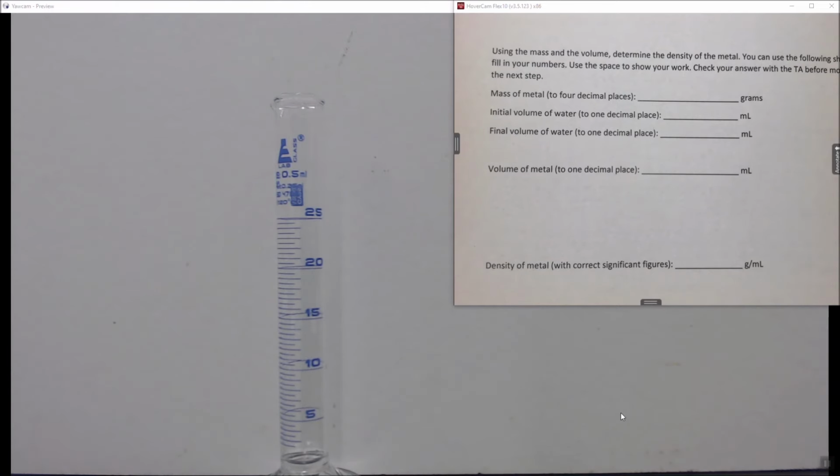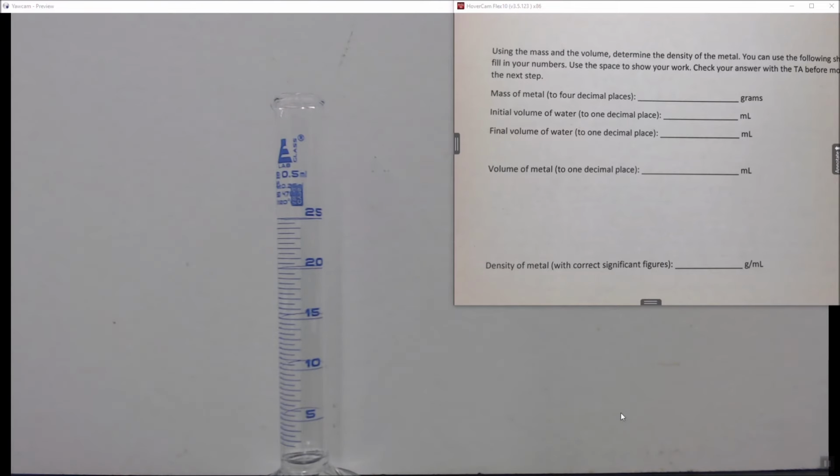So this is essentially to give us practice with two things. The two things we're trying to practice here is making measurements, and the other thing is doing calculations and reporting our answer with the correct number of significant figures. So it's really important that you're using the correct number of significant figures when you do this measurement.